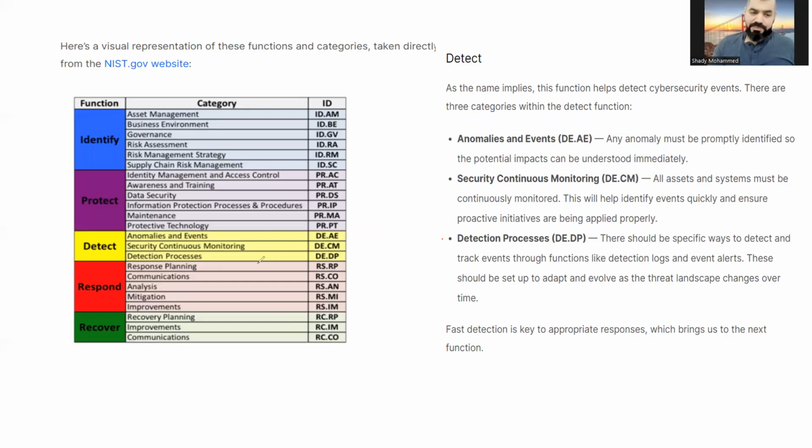Okay. Another thing here, guys, the detection process. So we have a detection process. There should be a specific way to detect and track events through functions like detection logs and event alerts. These should be set up to adapt and evolve as the threat landscape changes over time. So what they're telling you, guys, is you need to have a detection process.